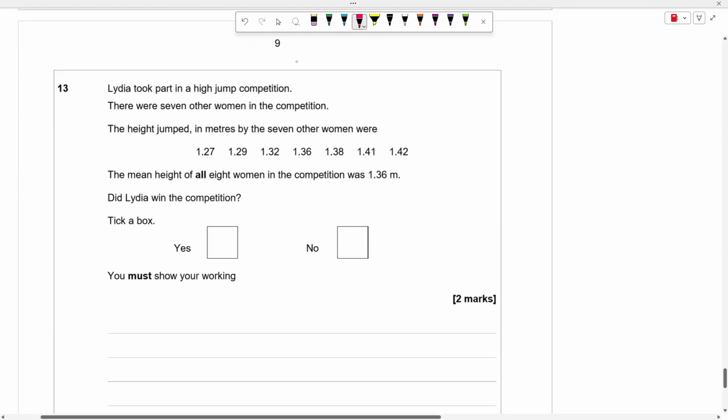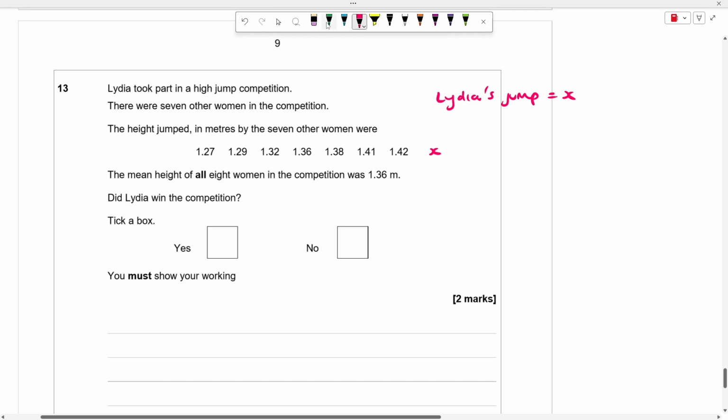Then moving on to question 13, it says Lydia took part in a high jump competition. There were 7 other women in the competition. The heights jumped in meters by the 7 other women are given. The mean height of all 8 women in the competition was 1.36 meters, and the question asks: did Lydia win the competition? Let's start by saying that Lydia's jump is X. So let's just stick an X there.